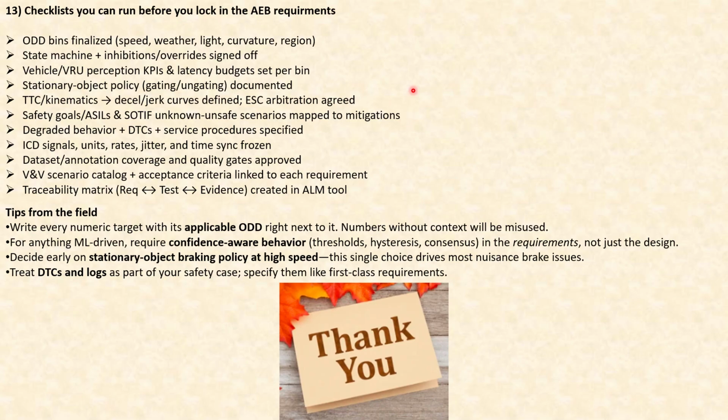Oh, one small thing I forgot. This is the checklist before you lock in the AEB requirements. The checklist is: ODD bins, the state machine, the vehicle and VRU perception, the stationary object policy, TTC kinematics, and decel and jerk curves defined, ESC arbitration agreed, safety goals, the degraded behavior, the ICD signals and data sets, V&V scenario catalog, traceability matrix. These are all the checklists.